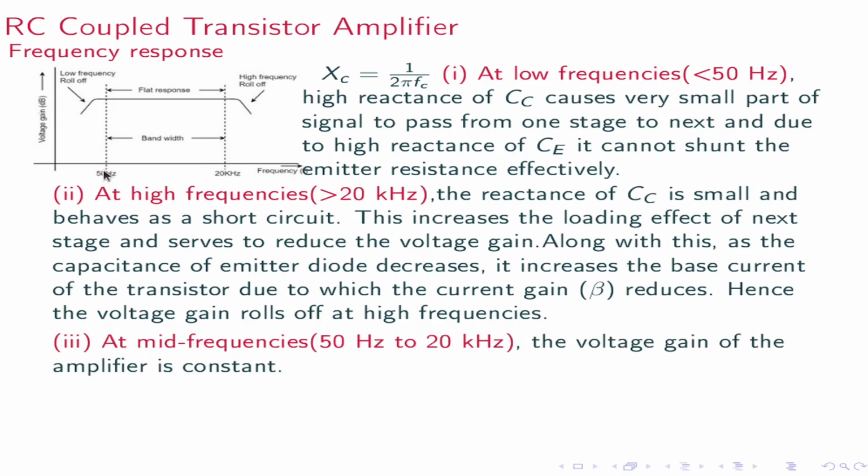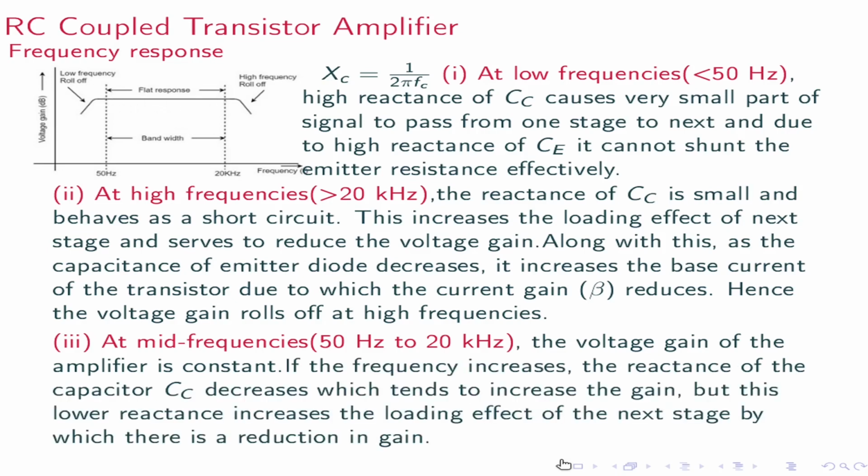At mid frequencies, between 50 Hz and 20 kHz, the voltage gain of the amplifier is constant. It is flat. If the frequency increases, the reactance of the capacitor Cc decreases, which tends to increase the gain, but this lower reactance increases the loading effect of the next stage, by which there is a reduction in gain.